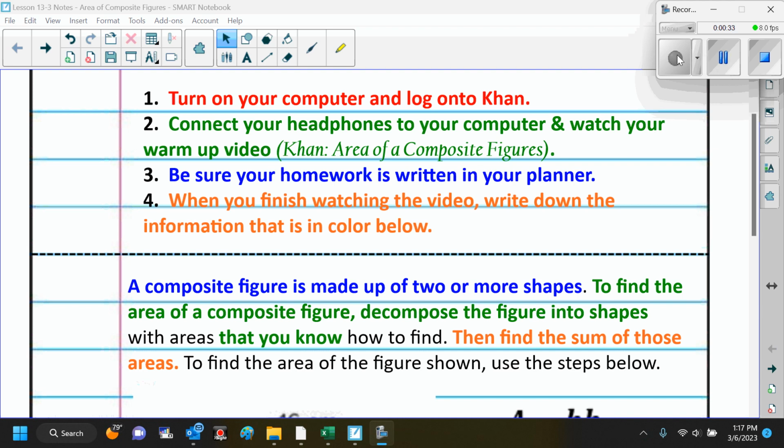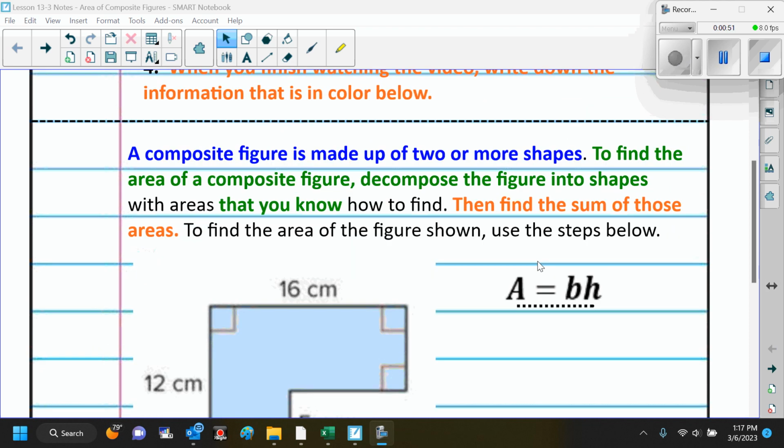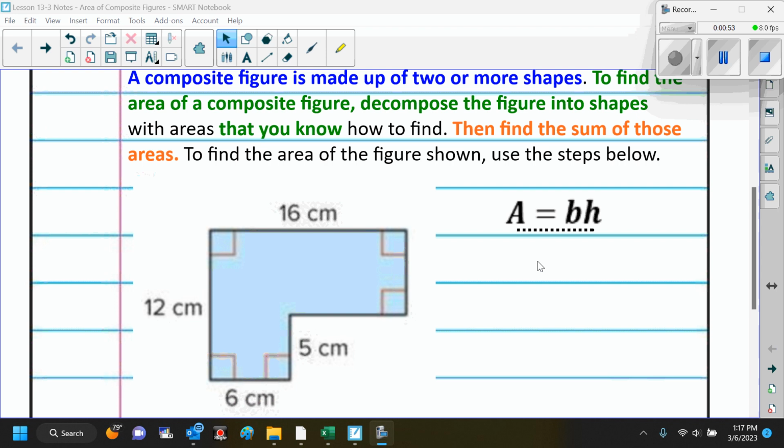All right, so it says a composite figure is made up of two or more shapes. To find the area of a composite figure, you're going to decompose the figure into shapes with areas that you know how to find. Then you want to find the sum of those areas. Okay? And then we've got a figure down here that we're going to look at.